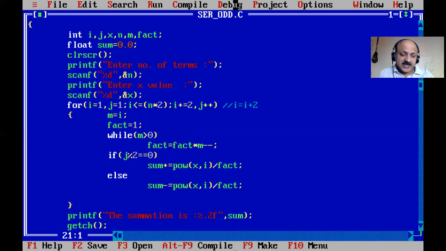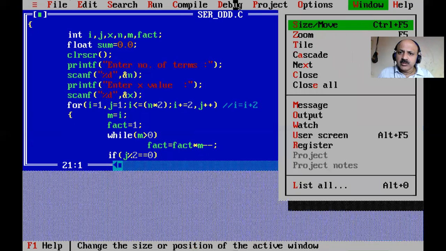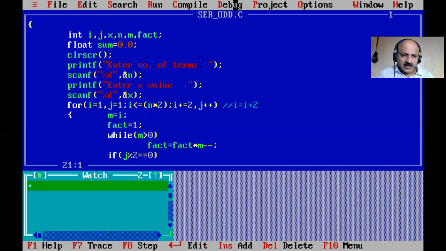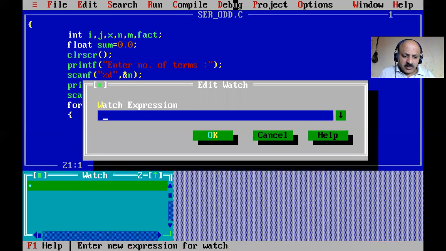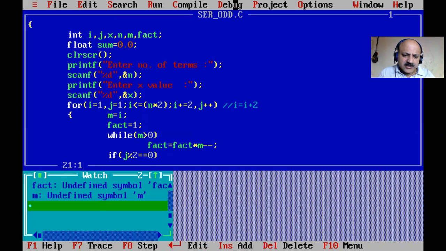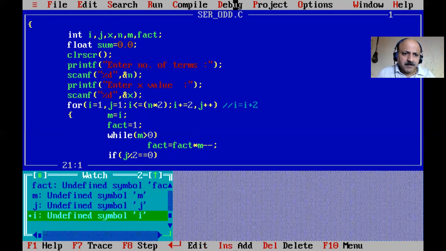So we can take a watch window, so we can find what the problem is. First, two terms. So watch, yes, and I take some variables, so we can take factorial, yes, and m, that is, I assigned to m, yes, and the j variable is also there, and the i variable. So many variables are there.